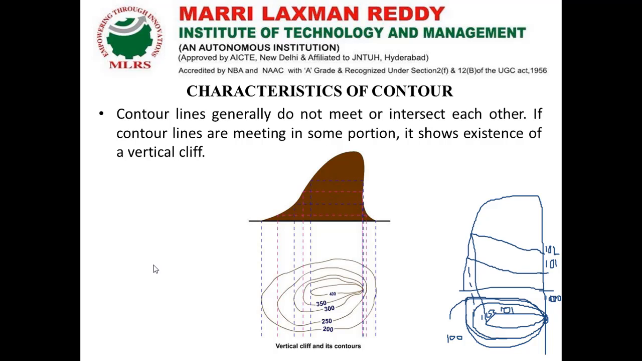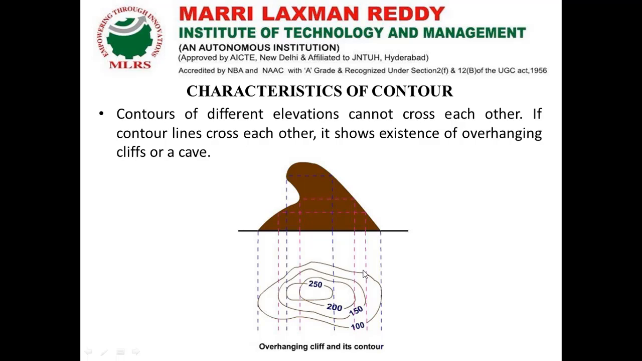Only then can our contours unite or intersect each other in the same portion. Next, overhanging cliff. The contours of different elevations cannot cross each other. This is one property we discussed at the very first. But they can cross each other only in the case of an overhanging cliff.